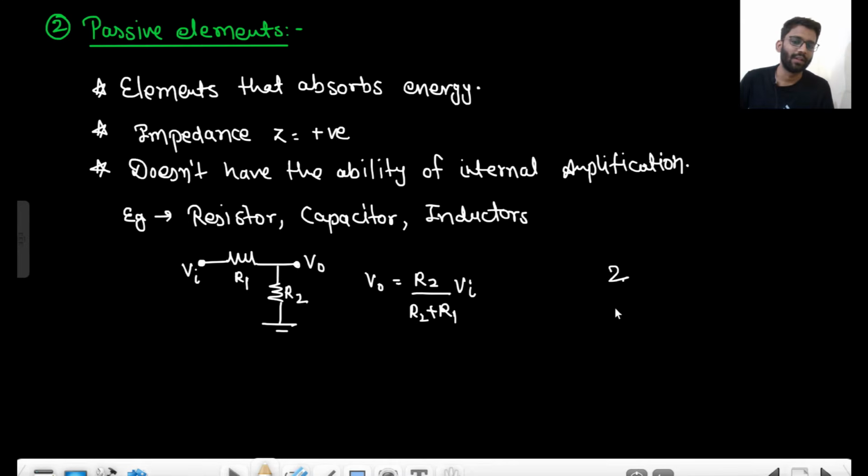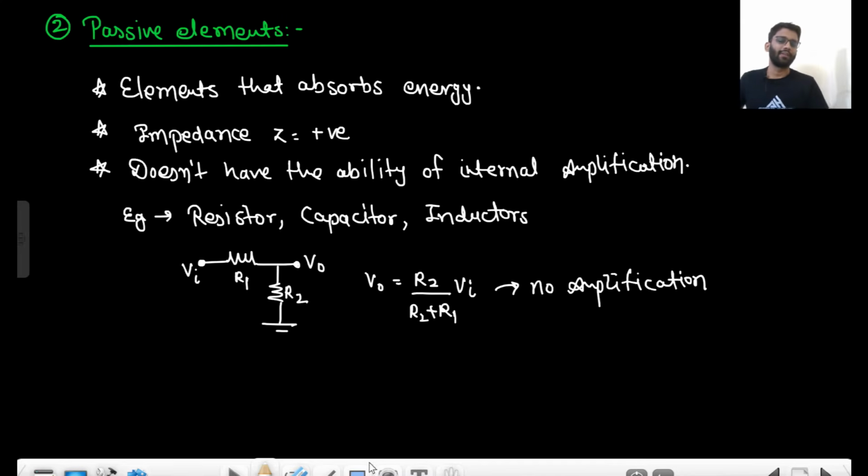Let's assume R2 is 2, R1 is also 2. So 2 upon 2 plus 2 into Vin. So V0 will be Vin by 2. If you don't know how I wrote it, you will understand it. I will teach you that. Just for example, right now I am writing. So there is no amplification. Basically there is no ability of amplification.